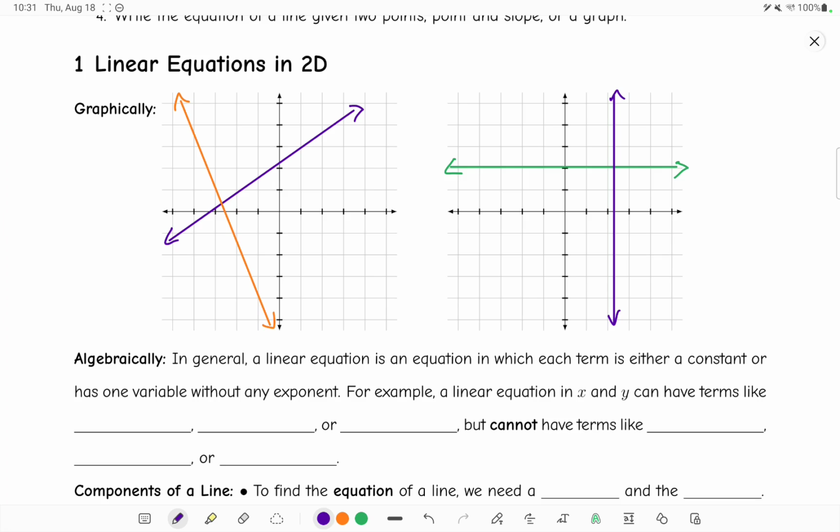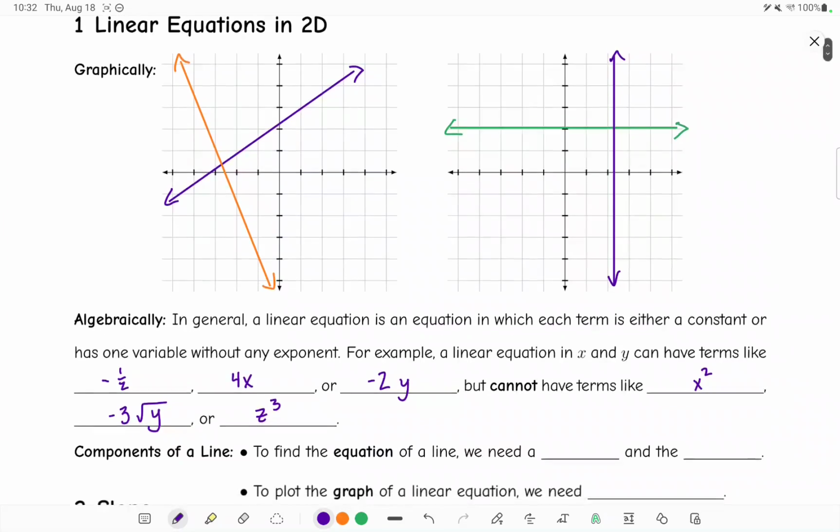Algebraically, in general, a linear equation is an equation in which each term is either a constant or has one variable without any exponent. For example, a linear equation in x and y can have terms like -1/2, 4x, -2y. But it cannot have terms like x squared, -3 square root of y, or z cubed. Can't have square roots, can't have exponents, can just have constants and variables to the first power.